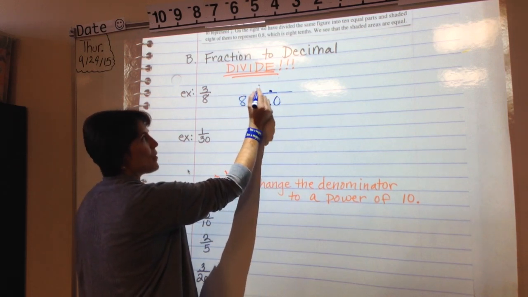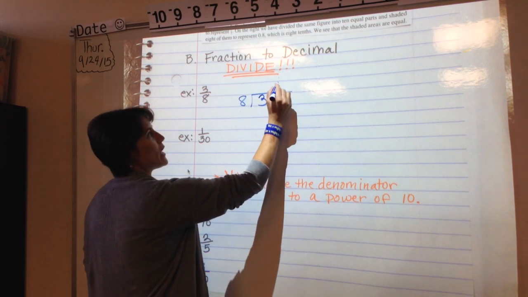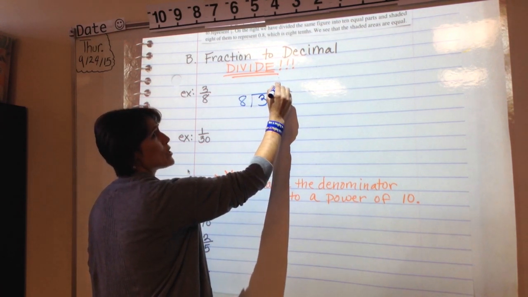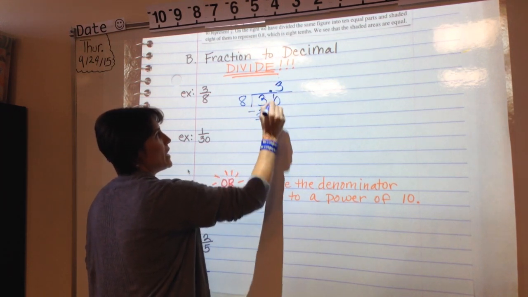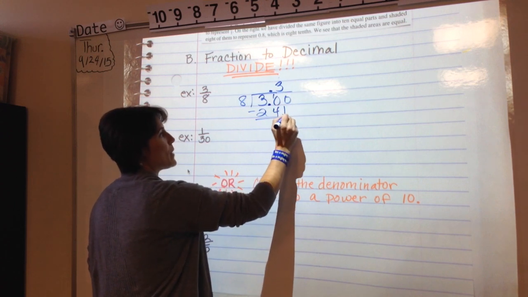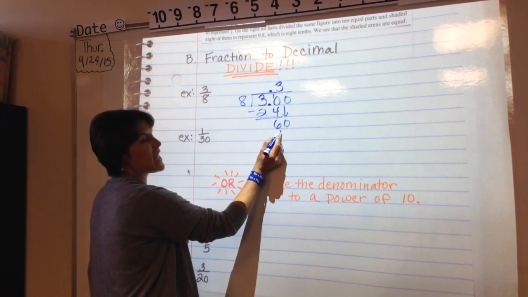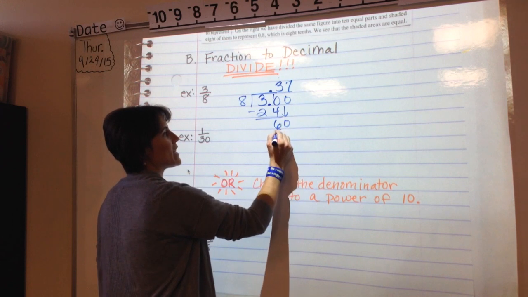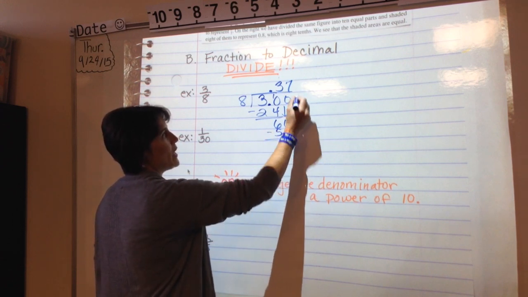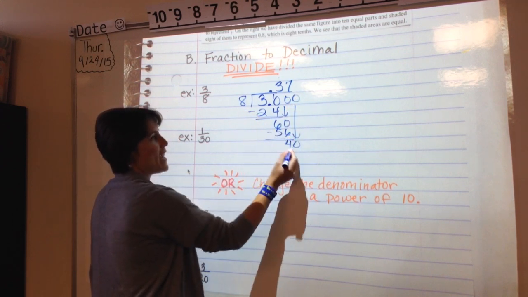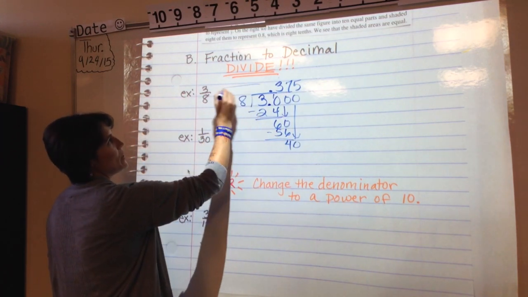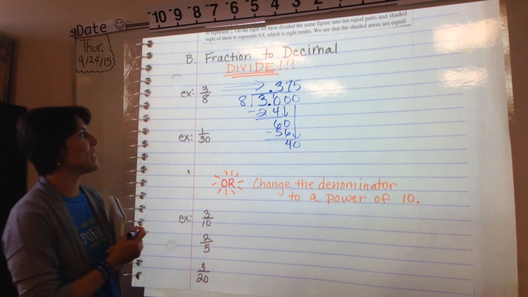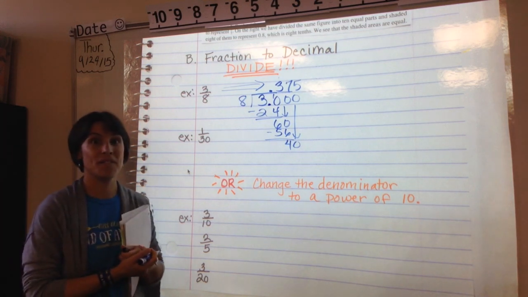8 won't go into 3, but it will go into 30. 8 times 3 is 24. Add another 0. Bring it down. Let's see. 8 into 60 goes 7 for 56. Placeholder down one more. 8 into 40 goes 5. Guess what? 3/8 is equivalent to 0.375. Pretty cool? All right.